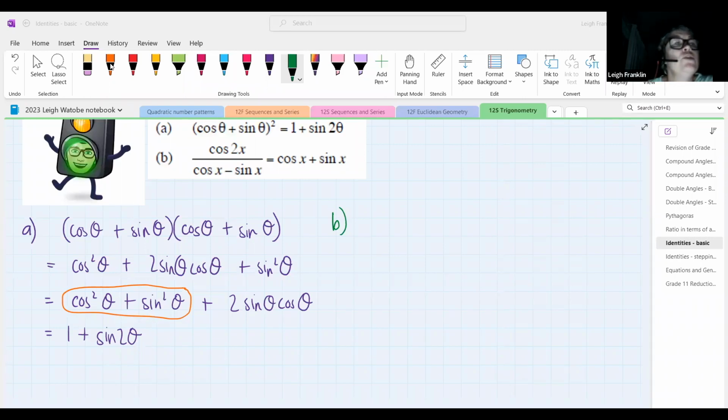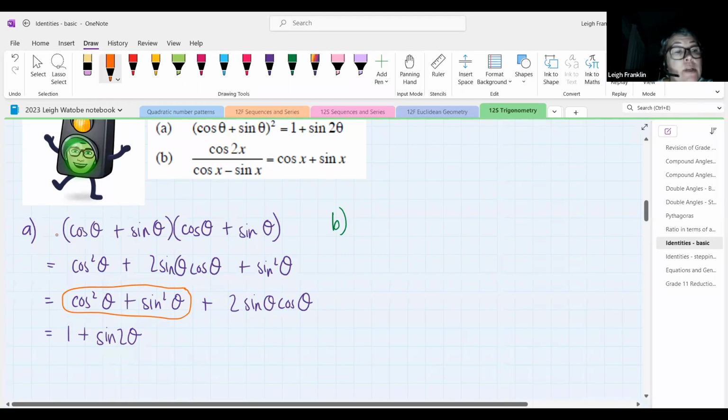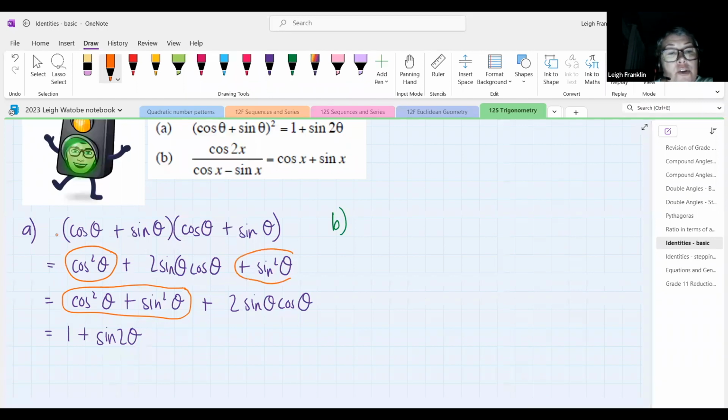Okay, so the way Asanele explained it was absolutely perfect. What she did is she took the first term over here and the last term over there, and she put them together at the front like this. And she said, well, from grade 11, you know that cos squared theta plus sine squared theta is equal to 1. So that's where she got the 1 from. Does that make sense to you? And then this is your sine double angle. So that's where she got this from.